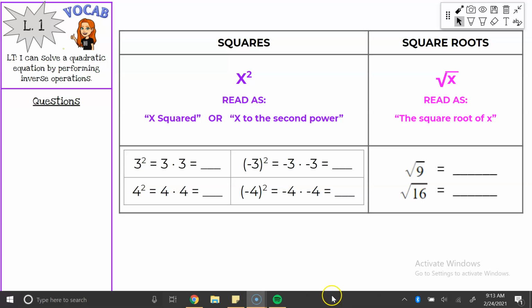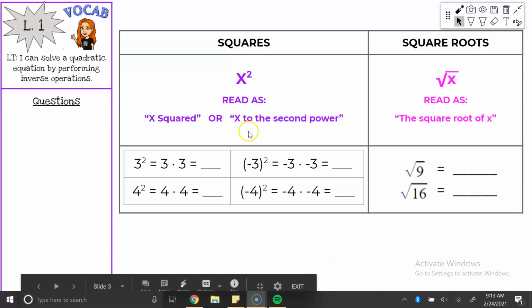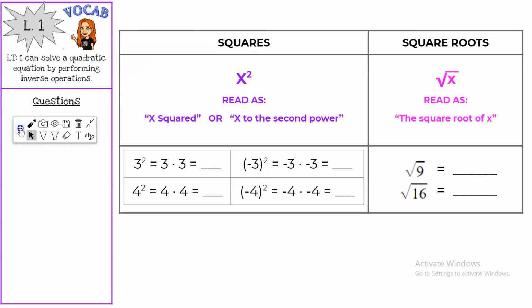Here is your vocab for lesson 1. We have 2 important vocab words that we're going to be using all unit, and that's squares and square roots. So first we're going to start by talking about squares.